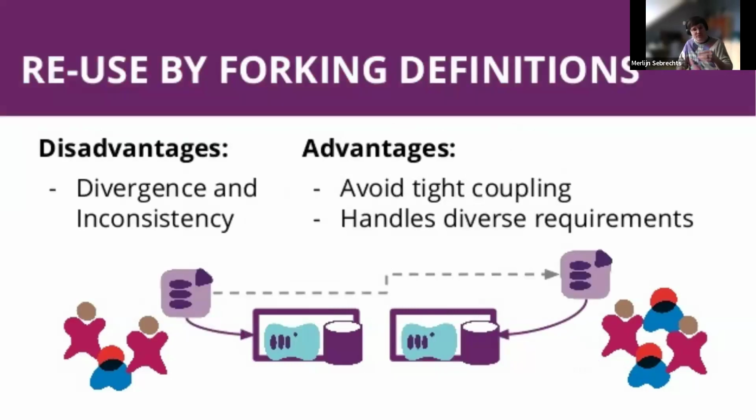So the first way you can solve this is simply by forking definitions. When one team already has infrastructure code to deploy a database, then another team can copy this code, change some of the values in order to adapt it to their use case, and then keep using that code. This has big advantages. It has the advantages that you avoid tight coupling, and you can handle diverse requirements within teams.